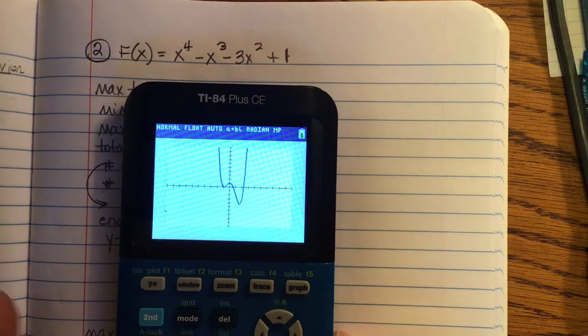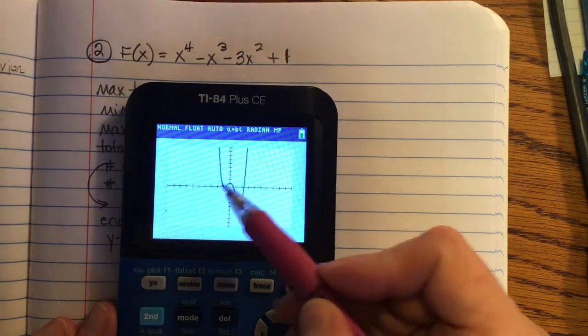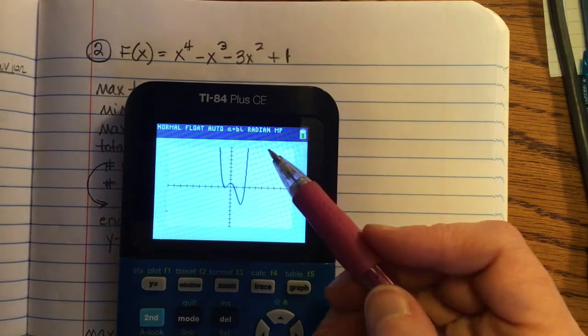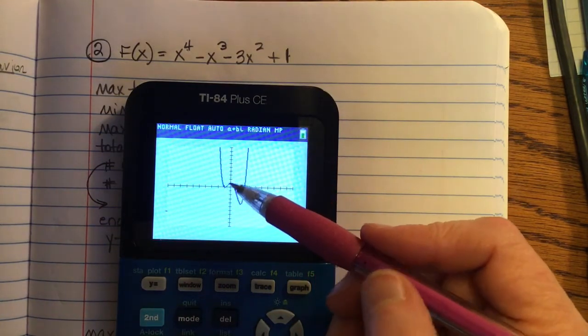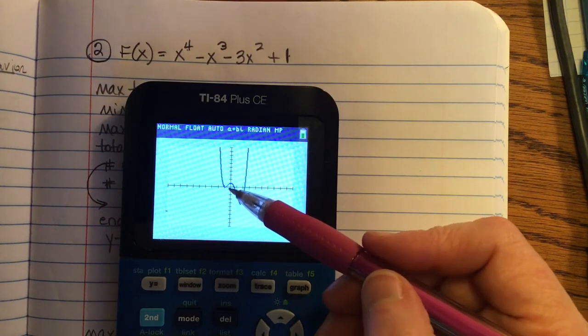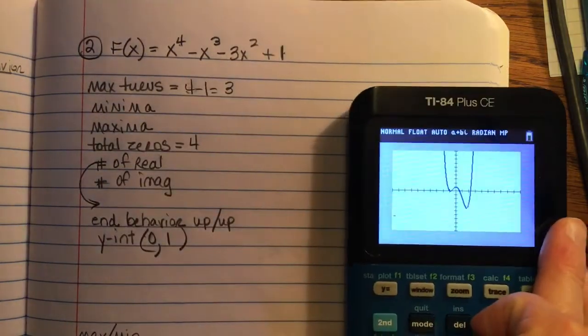Okay, looks pretty good. Not exactly sure what's going on right here, and I did that on purpose to show you another feature that we can do. Now we know our y-intercept is 0, 1, and notice that is our relative maxima there. That's going to actually be that. So I'm going to go ahead and list that.